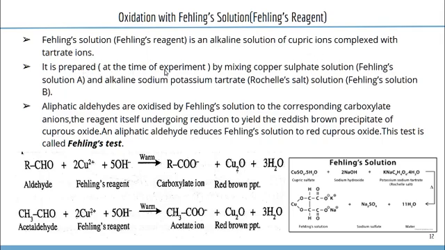It is prepared at the time of the experiment by mixing copper sulfate solution, that is known as Fehling solution A, and alkaline sodium potassium tartrate, also known as Rochelle salt solution, Fehling solution B. So here we have copper sulfate solution, that is Fehling solution A, then alkaline sodium potassium tartrate solution, that is Fehling solution B. By mixing them together we will get Fehling solution.